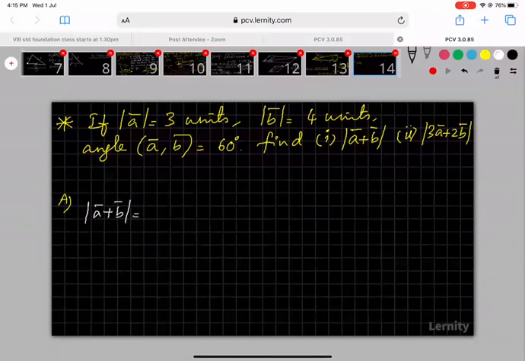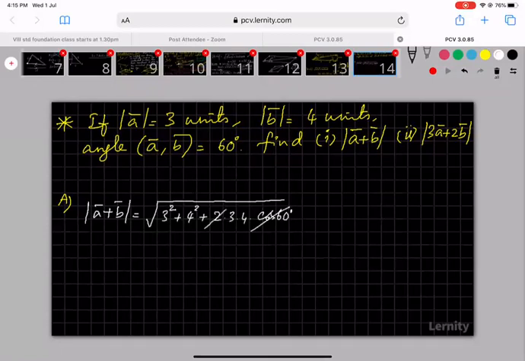Magnitude of A bar plus B bar is equal to square root of A square plus B square plus 2 into 3 into 4, that is 2 into A into B into cos theta, cos 60 degree. What is cos 60 degree? Half. So this half and 2 get cancelled. So this will give you root of 37 units.